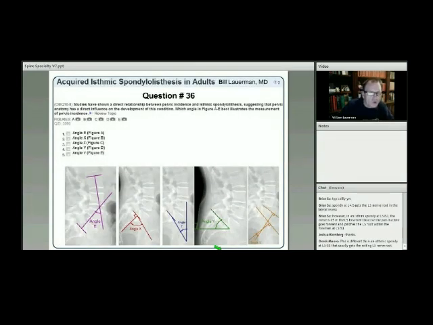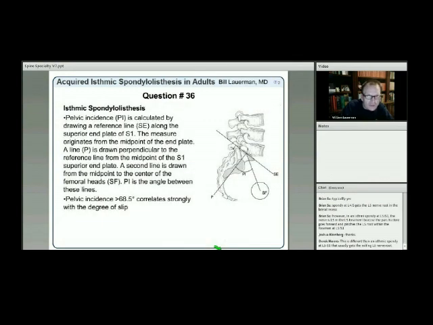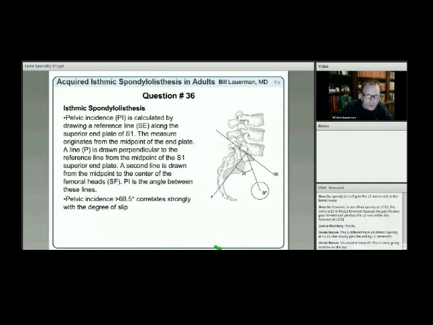Studies have shown a direct relationship between pelvic incidence and isthmic spondylolisthesis, suggesting that pelvic anatomy has a direct influence on the development of this condition. Which angle in Figure A through E best illustrates the measurement of pelvic incidence? This is an increasingly important measure, angle if you will, and one that you could be tested on, at least knowing what the definition of pelvic incidence is and what its significance is.